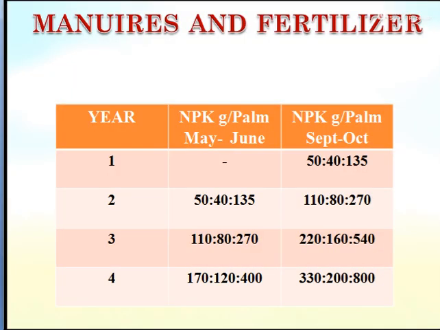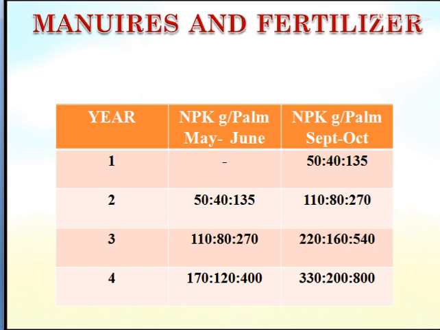After planting, manures and fertilizers are also essential for the growth and production of coconut. In the first year of planting, the dose of NPK fertilizers is 50, 40 and 135 gram of nitrogen, phosphorus and potassium per palm per year. The fertilizers are applied in two equal split doses, first in May, June and second in September, October.